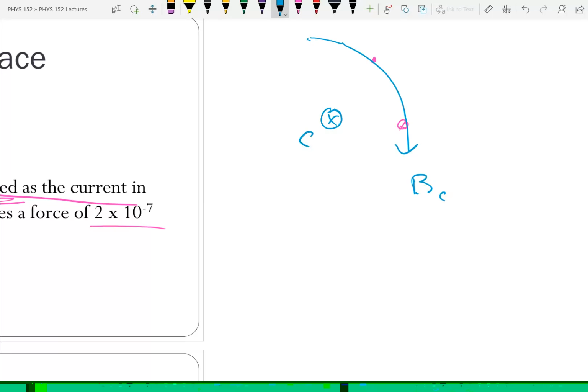So that was the magnetic field due to C. B is also in, so the magnetic field due to B is going to be doing the same thing. Magnetic field due to B. And the magnetic field due to A. Since A is coming out, then you have it going the other way. The magnetic field due to A is like that.